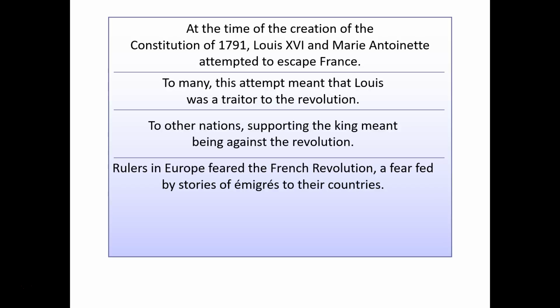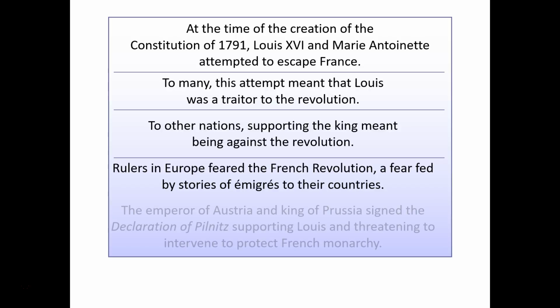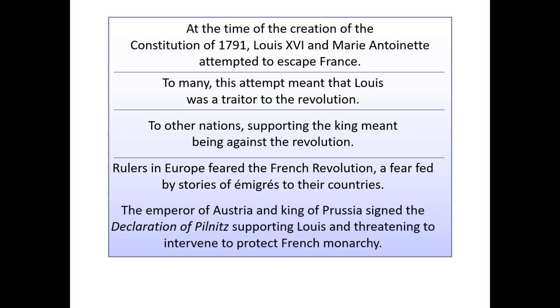And these stories that were spread by people fleeing, mostly nobles from France, talking about how their property was seized, all these changes that were being made, the rioting of the peasants, fanned the flames of opposition to the revolution. In Austria and in Prussia, these two rulers got together and they signed what is known as the Declaration of Pillnitz. Again, interesting word to say, which showed support for the monarchy in France and threatened to intervene to protect the French monarchy.